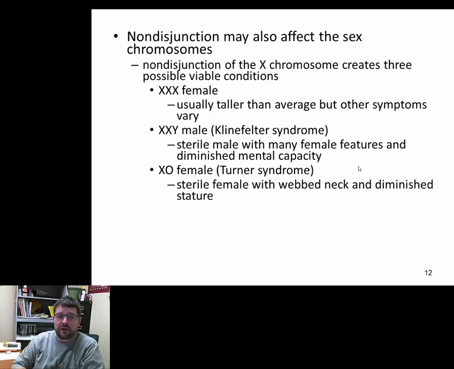You have Turner syndrome, which means that they get an X from the male, but nothing from the female. And this is going to be a sterile female. Life expectancy of someone with Turner syndrome is about 20 years. They're going to have very diminished stature, very short. They're going to have what we call a web neck, which means they'll have kind of loose skin in the neck region, which indicates that certain parts of their body grow fast but don't fill in, so they can have loose skin in other regions and things like that. But the individual will be sterile.